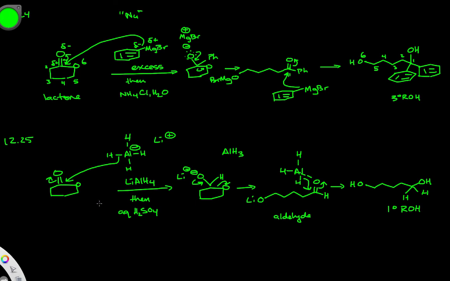So the take-home message for this problem, when you have an ester in the cyclic form as a lactone, the ring will open up and you can add two equivalents of whatever nucleophile is shown in the reaction. The second step is typically an aqueous acidic workup. So we've shown the production of a tertiary alcohol and a primary alcohol.